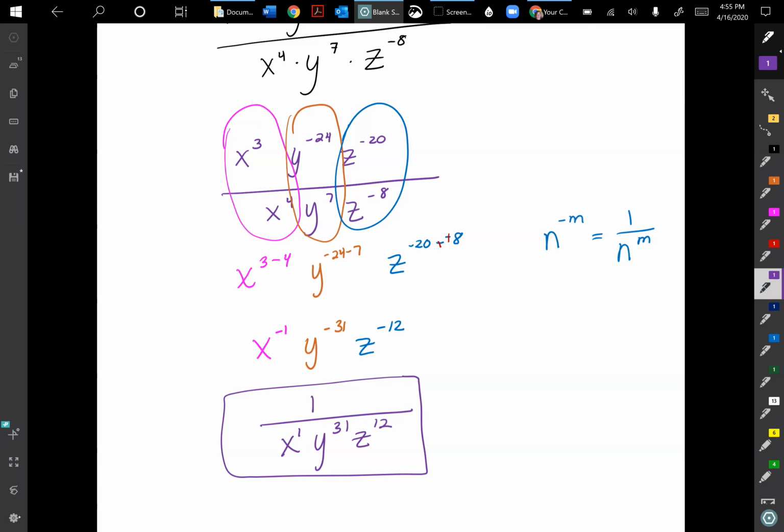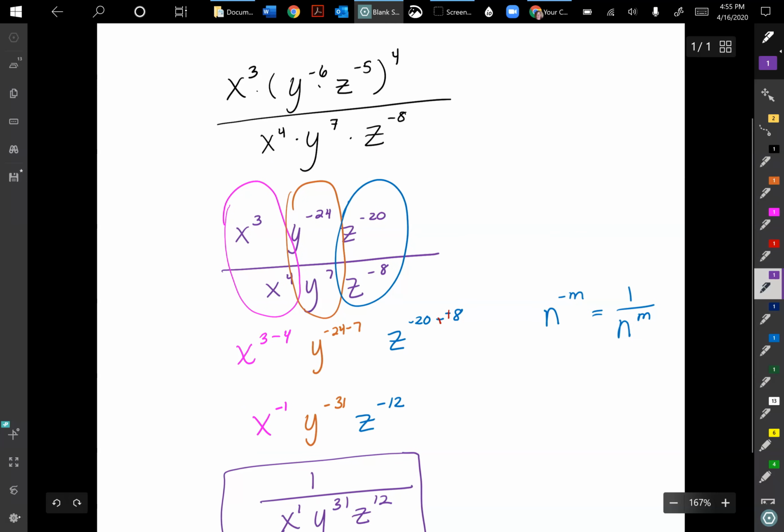I hope you found that helpful. Do look up your exponent laws if it's tricky. We will do more with that when we hit the exponent unit, but this is just kind of refreshing. The rule I used right here was called the product to power rule, so I'll write that one in there for you.